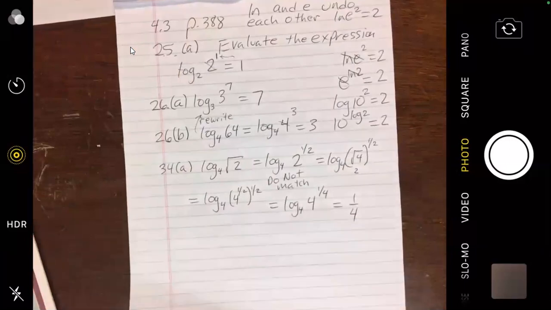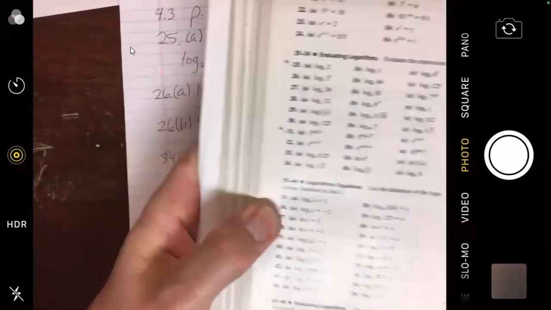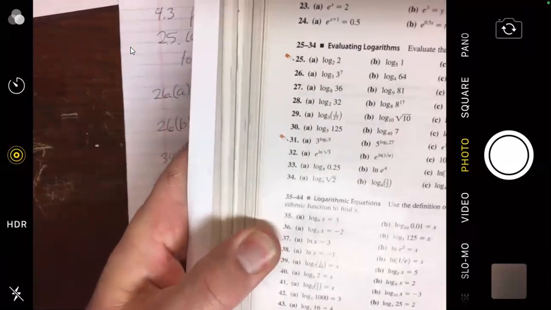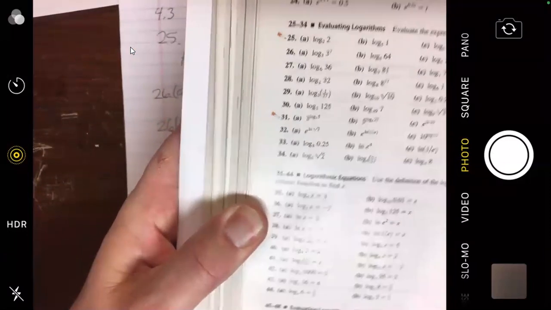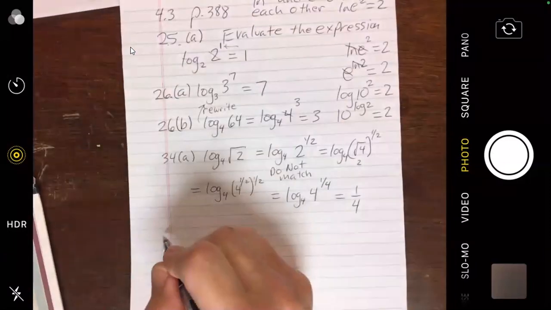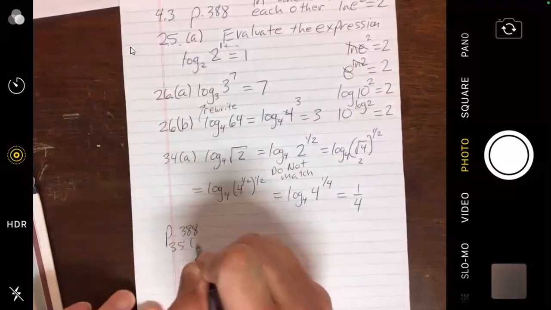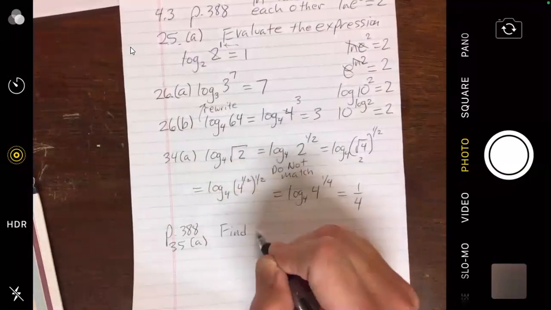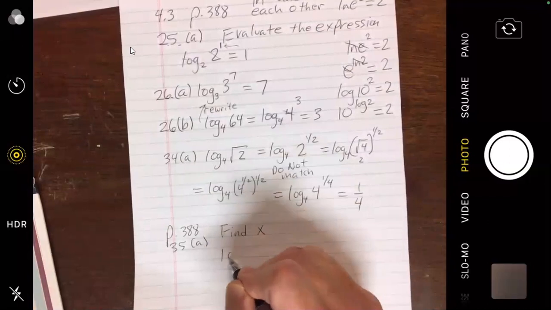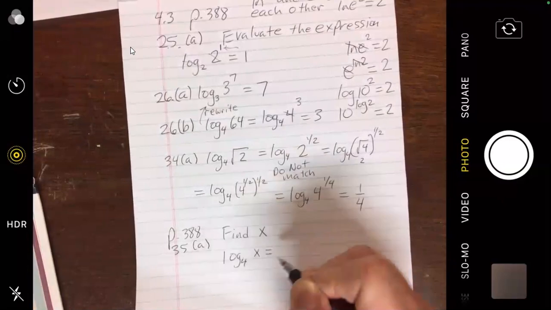When you go to problem 35, they're giving you an x in a problem, and they want you to find your x. If we try, say, 35a, this is still off page 388. Part A, they want you to find x. And they give you log base 4 of x is equal to 3.